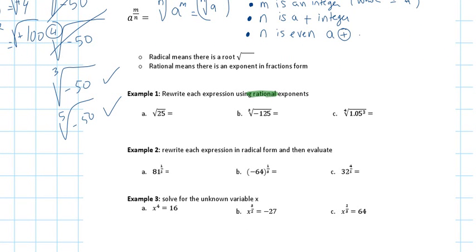Now, how will I write root of 25 in rational? 25 to the power of 1/2. Perfect. Okay? That's all the question is asking me. It's not asking me to evaluate, right? If it's asking me to evaluate, what would be my answer? 5.